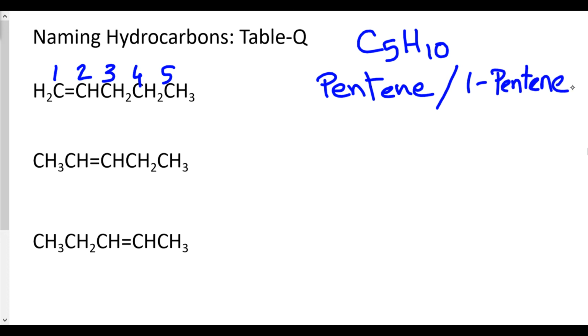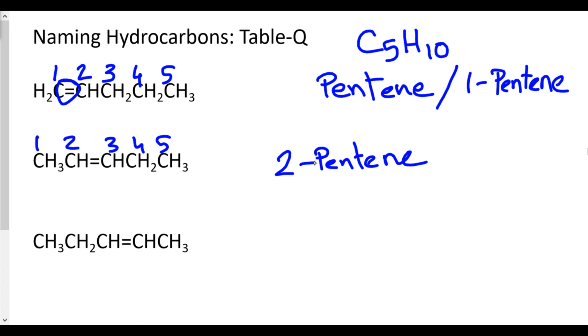For the second question, we also have 5 carbons and 10 hydrogens, so the name should be pentene. But the difference is, for the second question, we do not have the double bond in between the first and second carbon. So if I count it from left to right, it would be 1, 2, 3, 4, 5. So it seems like the double bond is in between the second and third carbon. So I have to pick the lowest number, and the name is going to be 2-pentene.